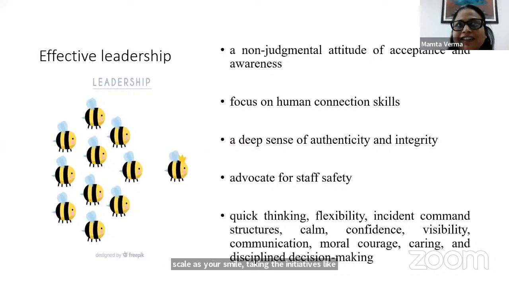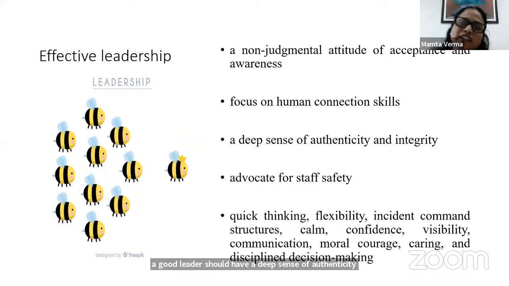Like we have various connectors in patient care, various IV tubing connectors, even connectors when we put a patient on the ventilator. So that smile is a very effective communicator or a good connecting skill when we are trying to overcome any pandemic situations. Then a good leader should have a deep sense of authenticity and integrity.